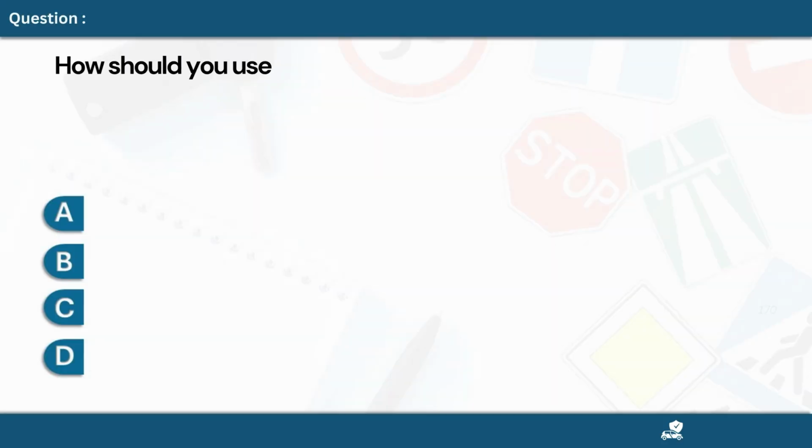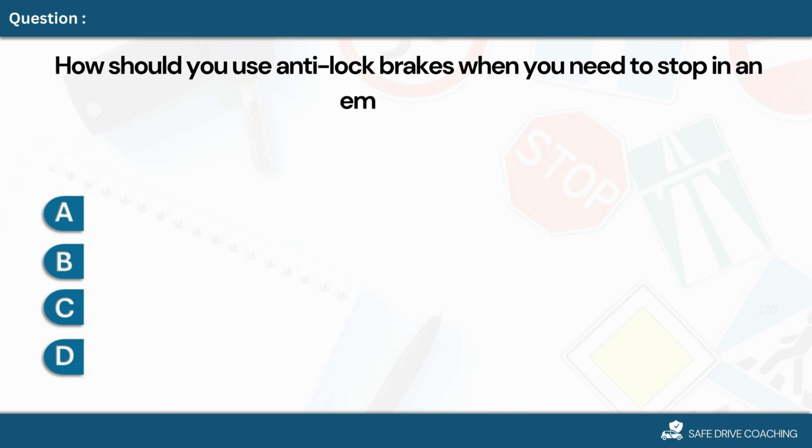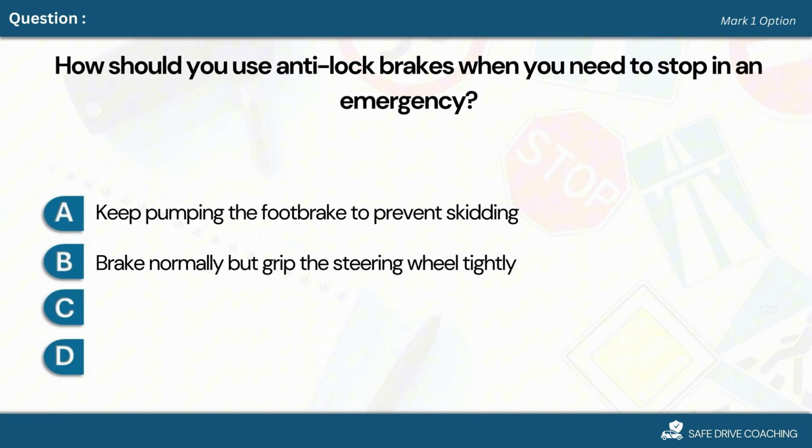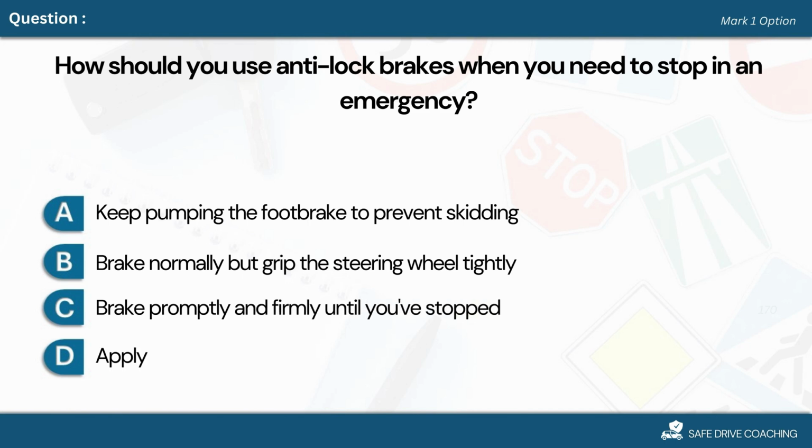How should you use anti-lock brakes when you need to stop in an emergency? A. Keep pumping the foot brake to prevent skidding. B. Brake normally, but grip the steering wheel tightly. C. Brake promptly and firmly until you've stopped. D. Apply the parking brake to reduce the stopping distance.